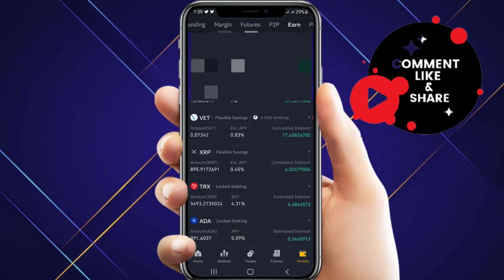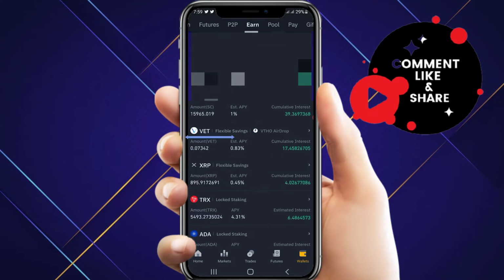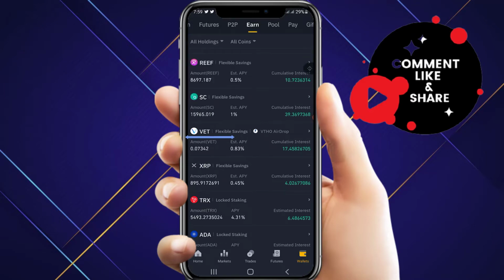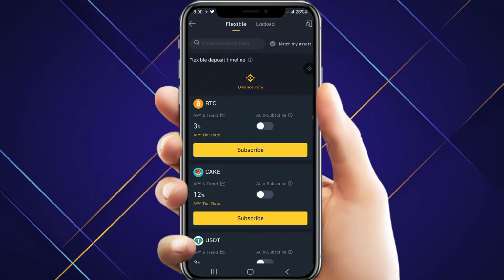Simply go to Wallet, then here you can see Overall. Go to Earn. Now here you can check this is the Vechain that I have staked. As I told you, we have two saving categories.